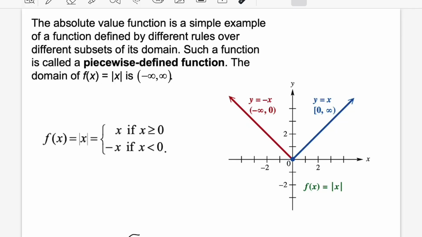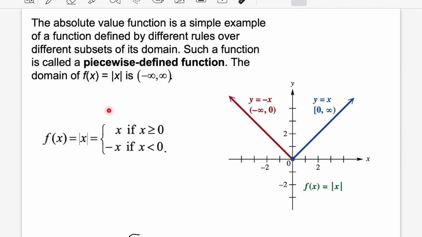In this video, we're going to be going over section 2.5 from our textbook, which goes over the piecewise defined function. So let's remind ourselves of the absolute value function that we talked about in the last section. This is a good example of a function that's defined by different rules over different areas of its domain. That is an example of what a piecewise defined function is, or just a piecewise function.